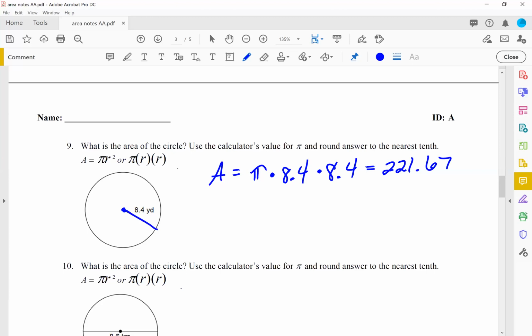221.67. And again, it says round to the nearest tenth. So look at that 7. It's going to make the 6 go up. So it's going to be 221.7. And that would be yards squared.